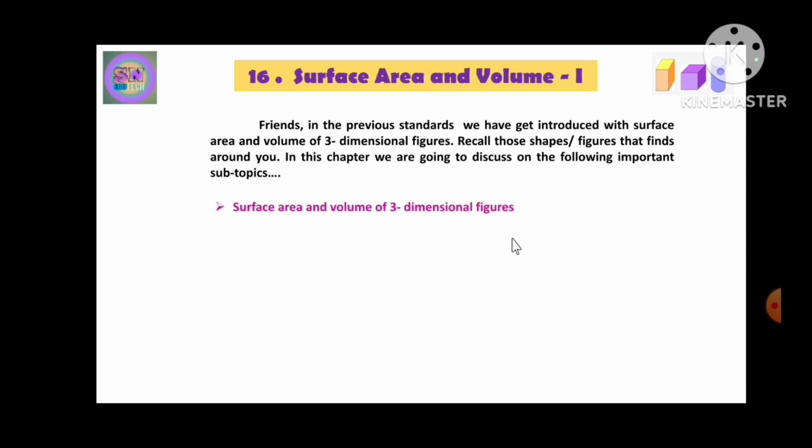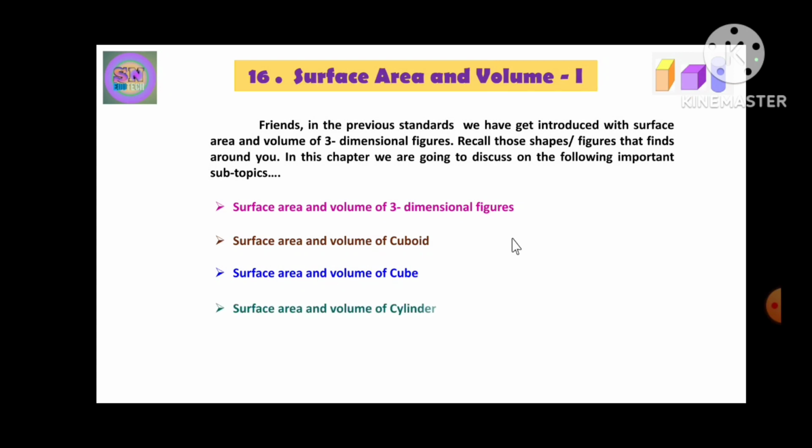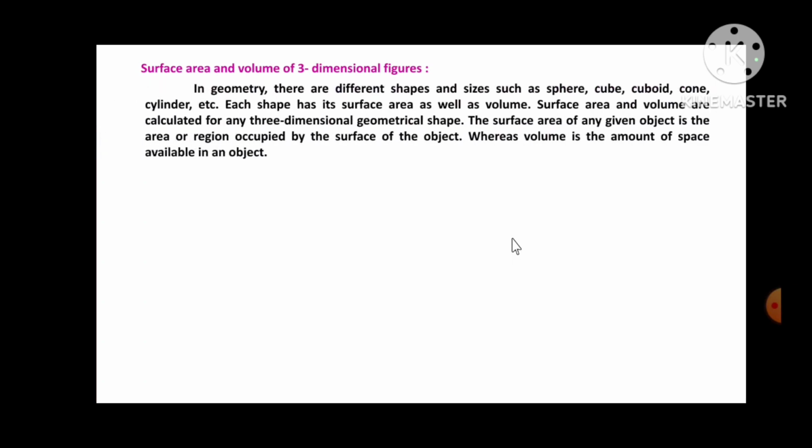Surface area and volume of three-dimensional figures, surface area and volume of a cuboid, surface area and volume of a cube, surface area and volume of a cylinder. So, friends, let us start with the introduction of surface area and volume of three-dimensional figures.